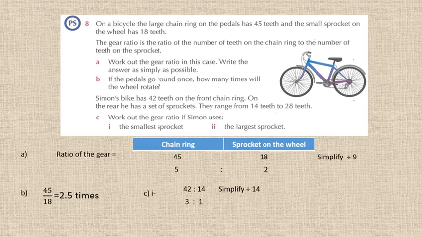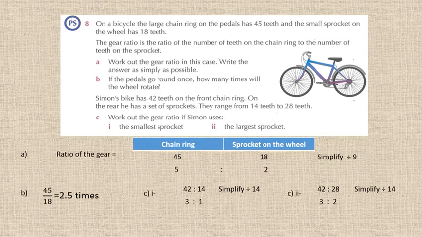This is the ratio. Now he needs the gear ratio with the largest sprocket. So it's 42 to 28. Again, you have to think about the number that you can simplify with, which here is 14. So simplify by dividing by 14, and the answer is going to be 3 to 2.